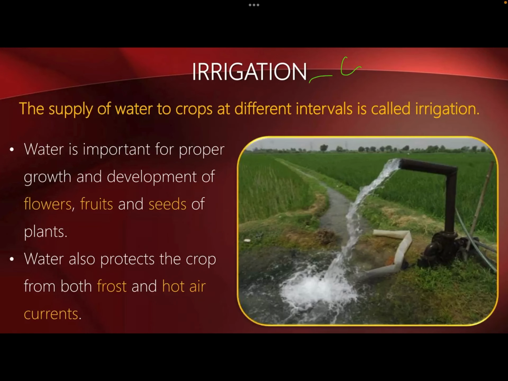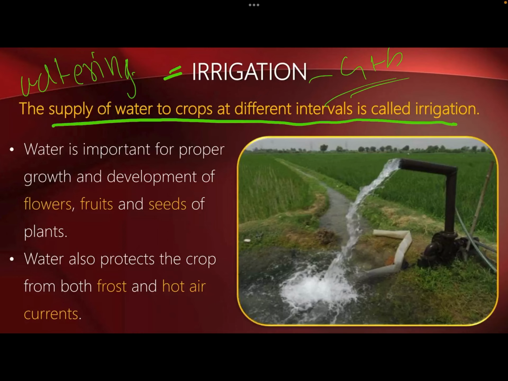Now coming to our fourth step, which is irrigation. Irrigation basically means watering the soil. The supply of water to crops at different intervals is known as irrigation. So watering the crops at different times is known as irrigation. Of course, water is very important for proper growth and development of flowers, fruits and seeds of the plants, and water also protects the crops from both frost and hot air currents.